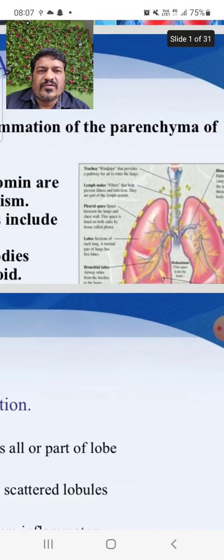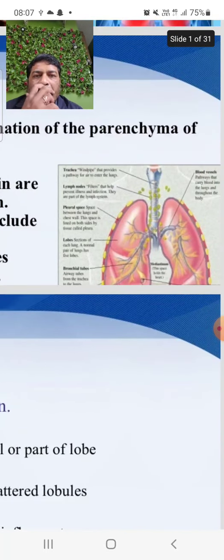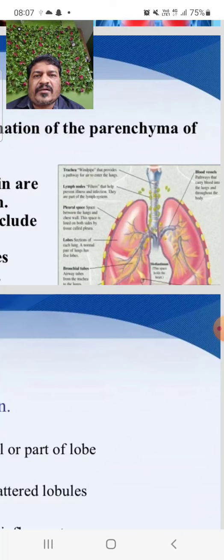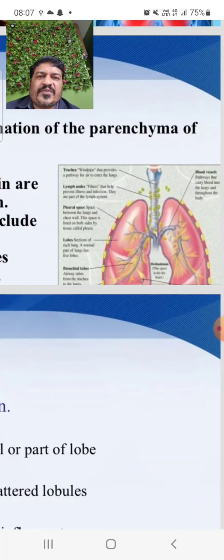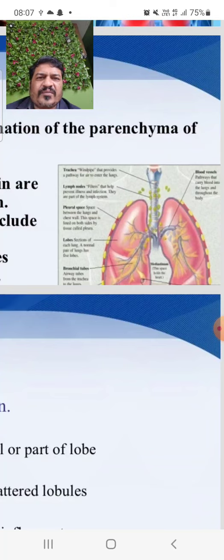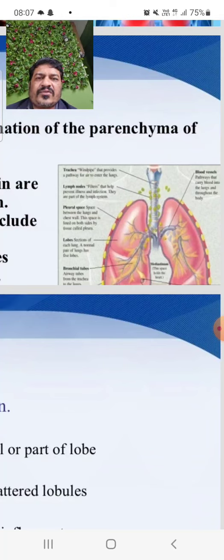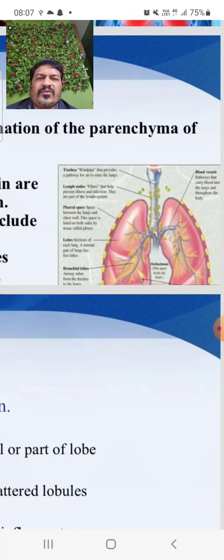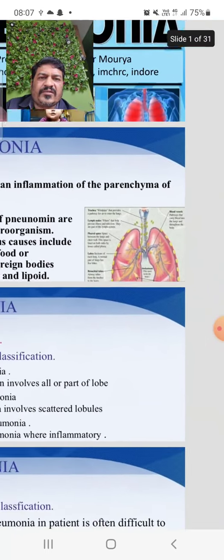So look at this picture. There is an anatomical structure of the respiratory system in which we can easily think. Actually, the picture is not clear, so I will not go into the detail of the things.